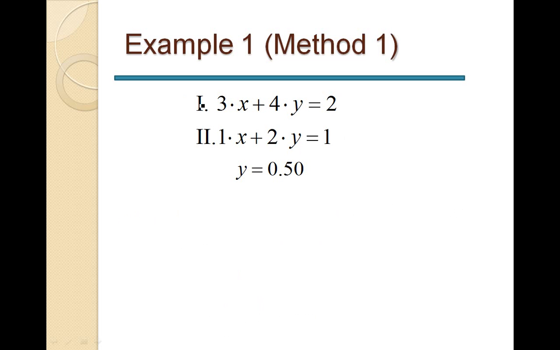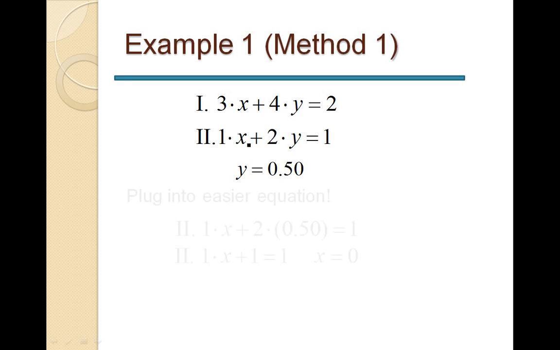Now what can we do with that? We just have a look again at our first equation: 3x plus 4y equals 2, and 1x plus 2y equals 1. But now we know what y is. We just calculated that the value of y is equal to 0.5. Now you can choose which equation you want to plug this into, because every equation is telling you the relationship of x and y, and if you plug in your y, you will get the x that you are looking for.